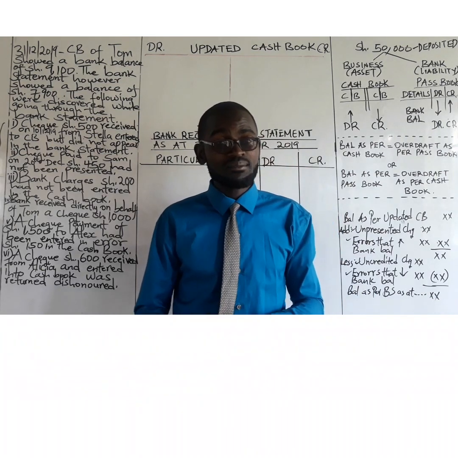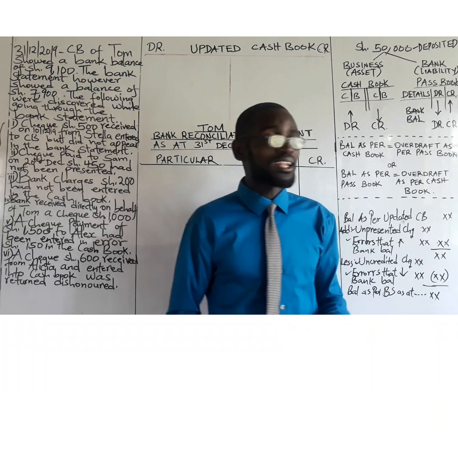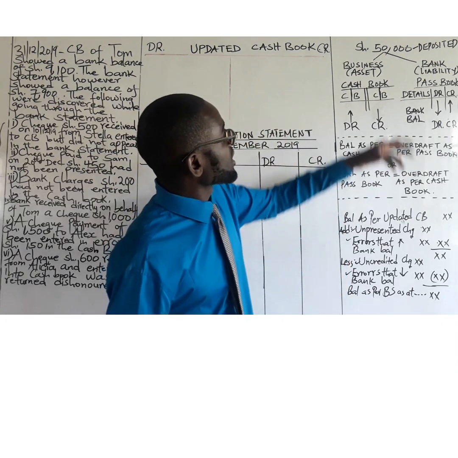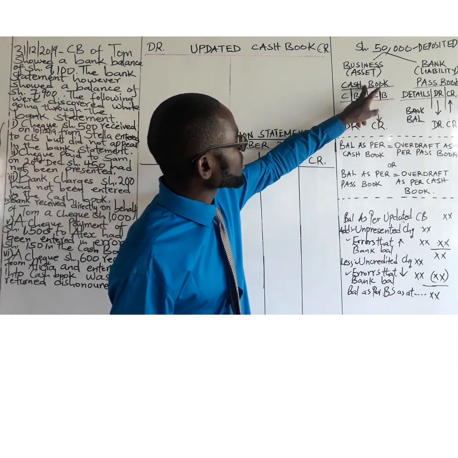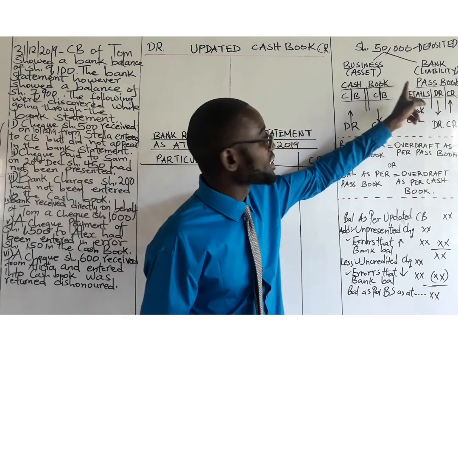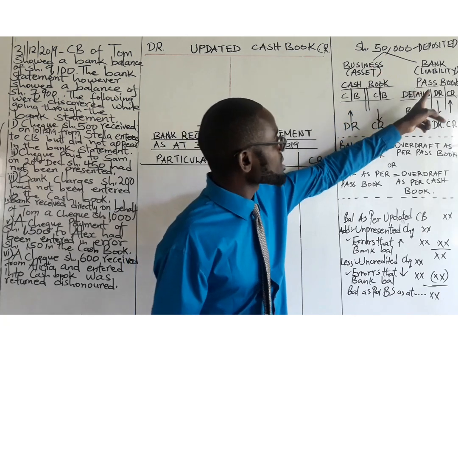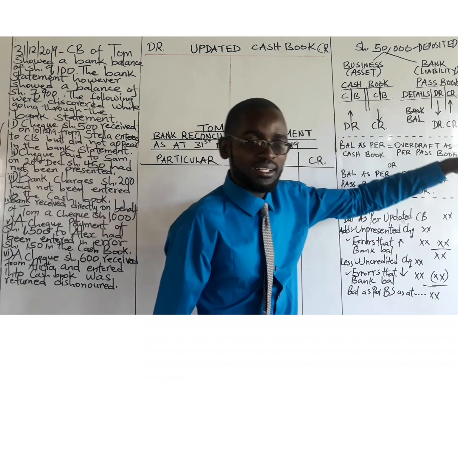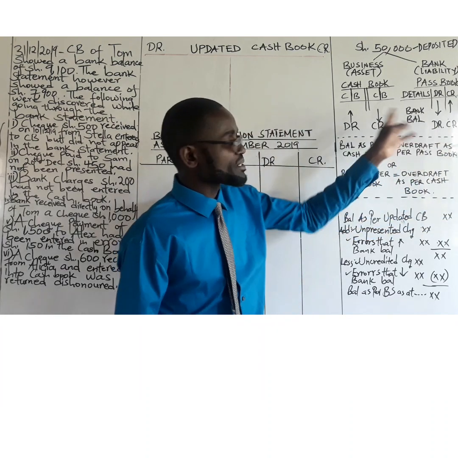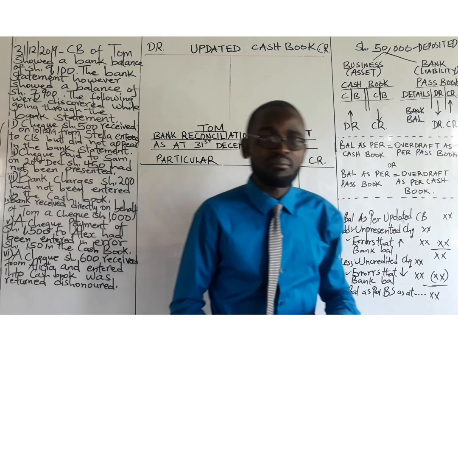Remember, many a times these two balances may not agree, and let us just ask ourselves, out of those, we have the cash book and the passbook, which represents the bank statement. Cash book is prepared by a business. Passbook is prepared by the bank. The bank balances in both are supposed to be equal. If they're not equal, it means there could be some errors.